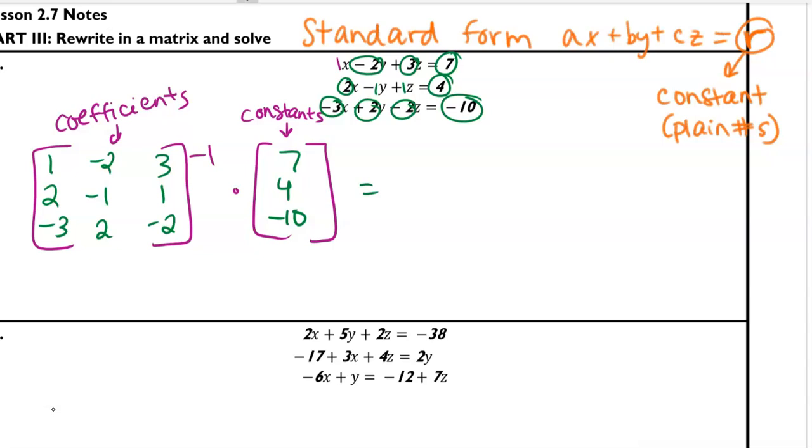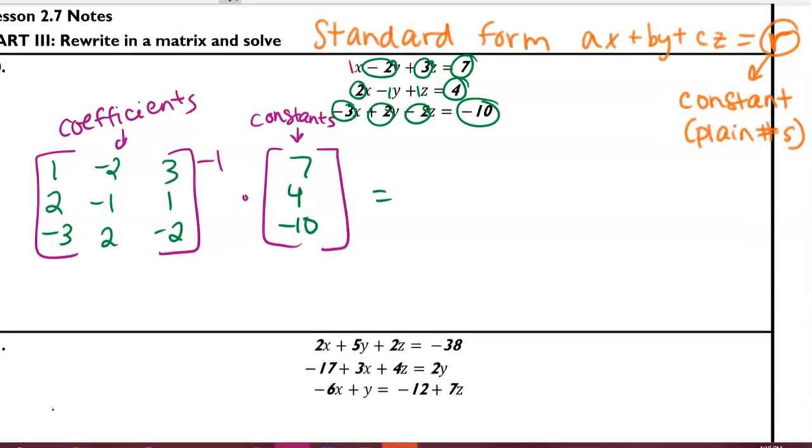Give me a second to get this calculator going. I guess I could pause the video.